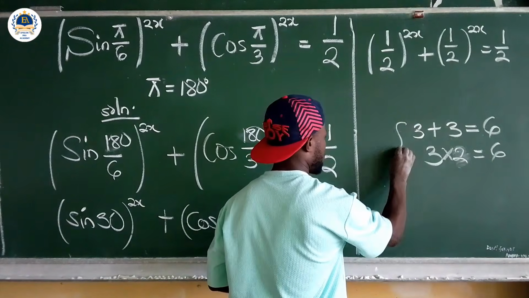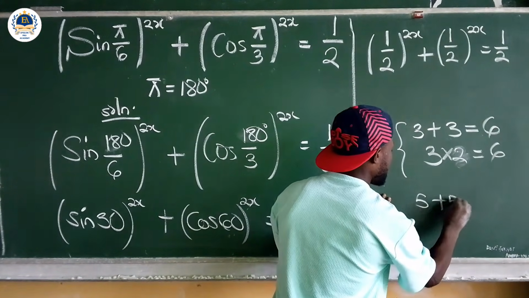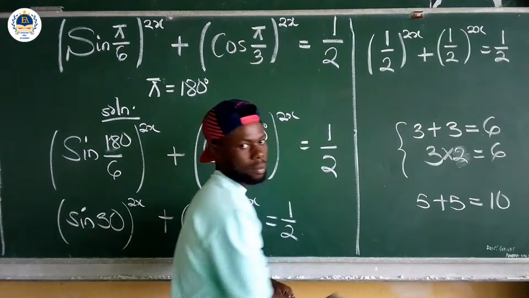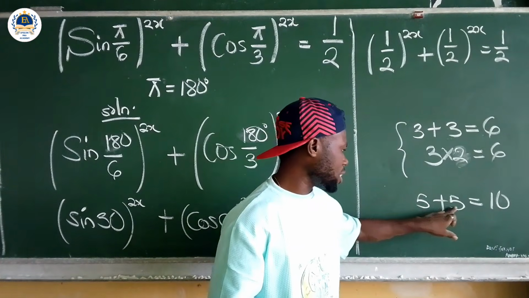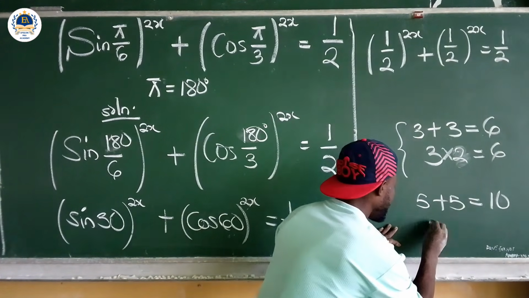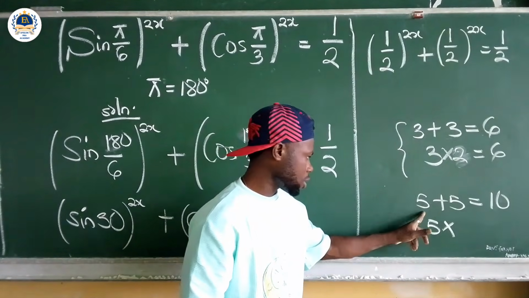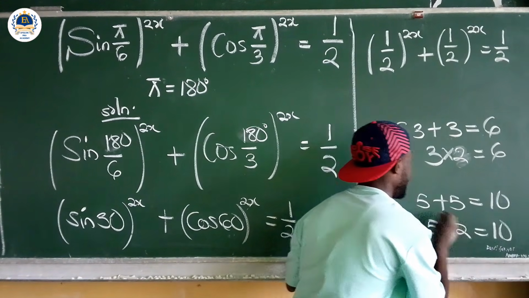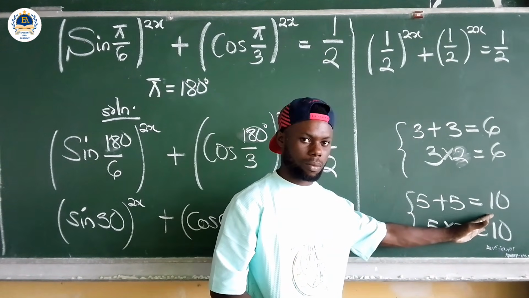Another one, if we have 5 plus 5, this will give 10. In the second method, because the number appearing here is 5, we write 5 times how many 5s do we have in this series? 1, 2, so that is 5 times 2, which also gives 10. So in either method, we obtain the same result.